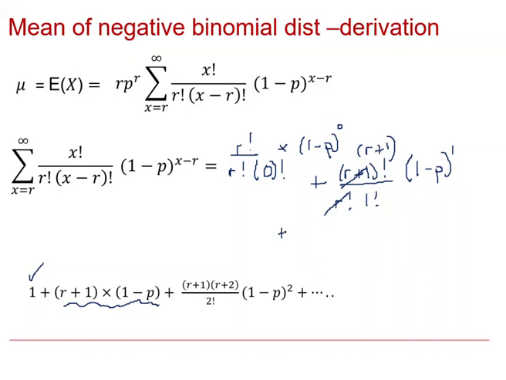And just to do one more term, when x is r plus 2, we would have (r plus 2) factorial divided by r factorial, 2 factorial, (1 minus p) squared. And if we divide (r plus 2) factorial by r factorial, we would obtain (r plus 1)(r plus 2). And that then gives us this third term here. And do spend some time and have a go yourself actually writing that out and perhaps doing a few more terms.